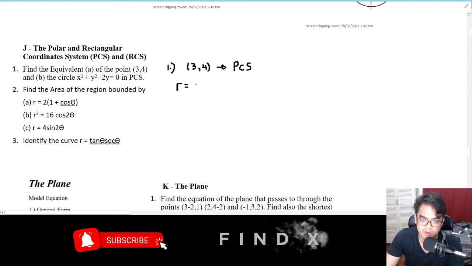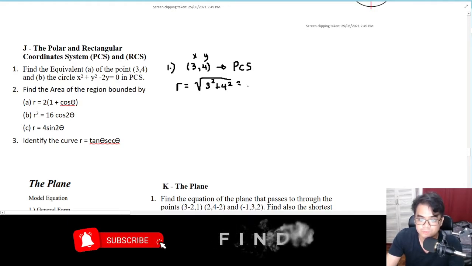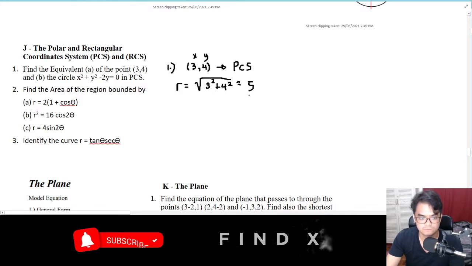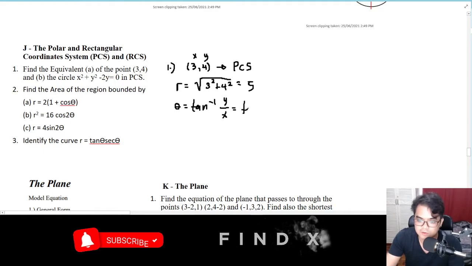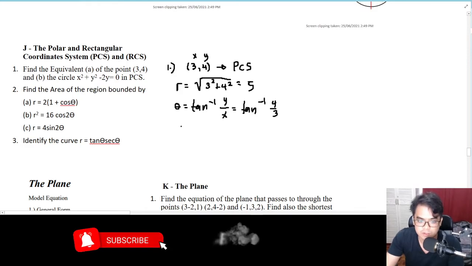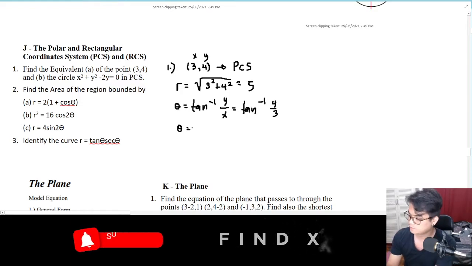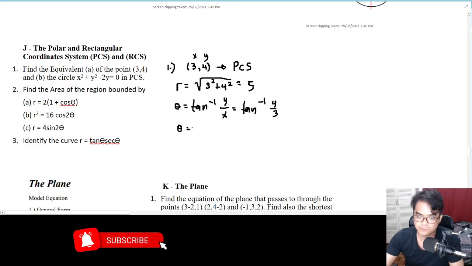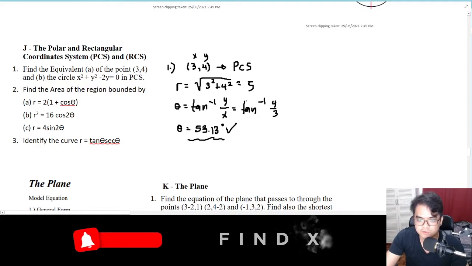So we can have r here. r will just be the square root of x squared plus y squared, so this will be 3 squared plus 4 squared, equal to 5. And to get theta, that is just the arctan of y over x. So this is the arctan of 4 over 3. So theta will be equal to 53.13 degrees. So this will be the answer.